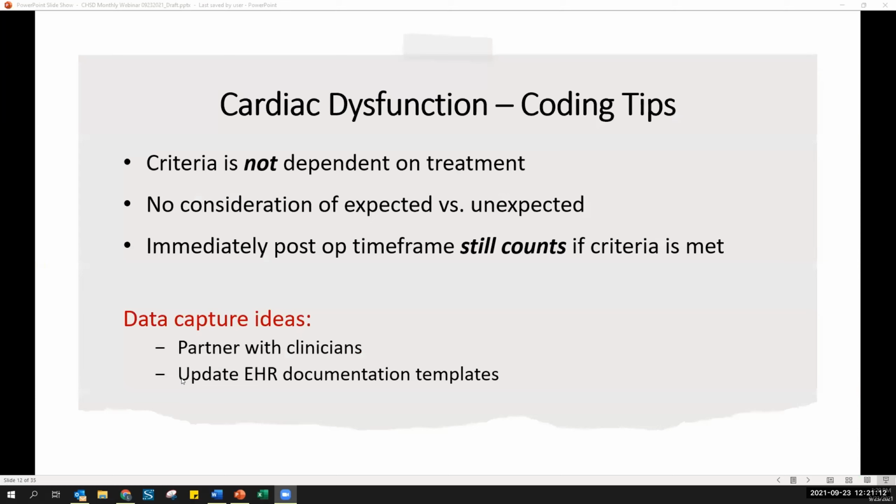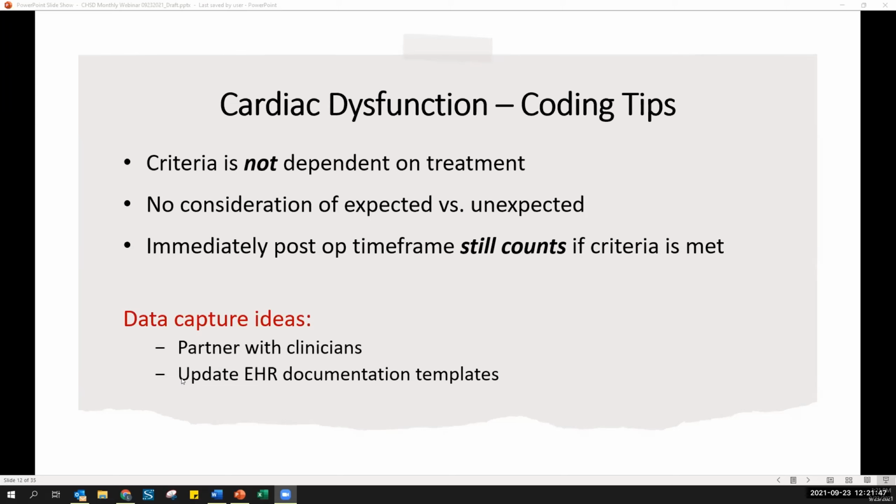All right, so for coding tips for cardiac dysfunction, and this really is based on some of the questions that have been asked. The criteria for meeting cardiac dysfunction is not dependent on the treatment. So obviously you can have a low cardiac output state, but normal cardiac function, but we're treating that with inotropes, with methylene blue, with volume. And so just because you receive these treatments does not mean you meet the definition of cardiac dysfunction alone. You have to understand why your facility or your intensivists are providing these treatments.